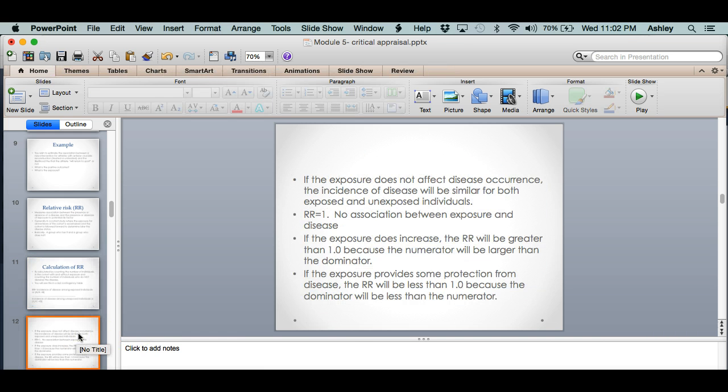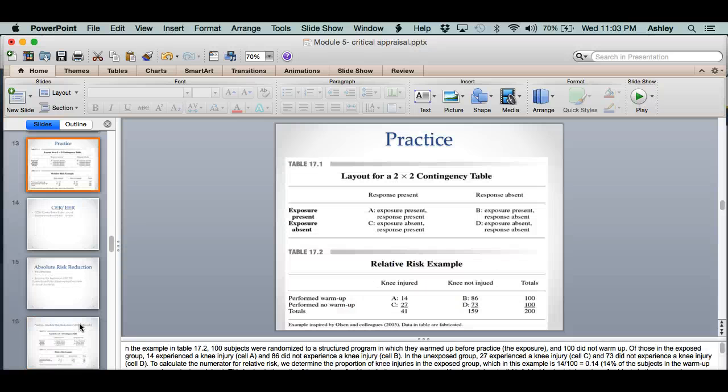If the exposure does not affect disease occurrence, the incidence of disease will be similar for both exposed and unexposed individuals. If RR equals 1, then there is no association between exposure and disease. If the exposure does increase risk, the RR will be greater than 1 because the numerator will be larger than the denominator. If the exposure provides some protection from disease, the RR will be less than 1 because the numerator will be less than the denominator.